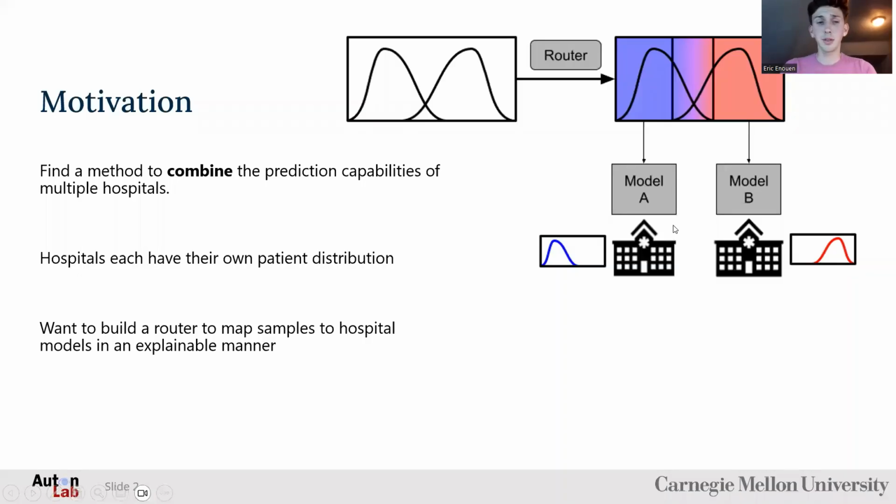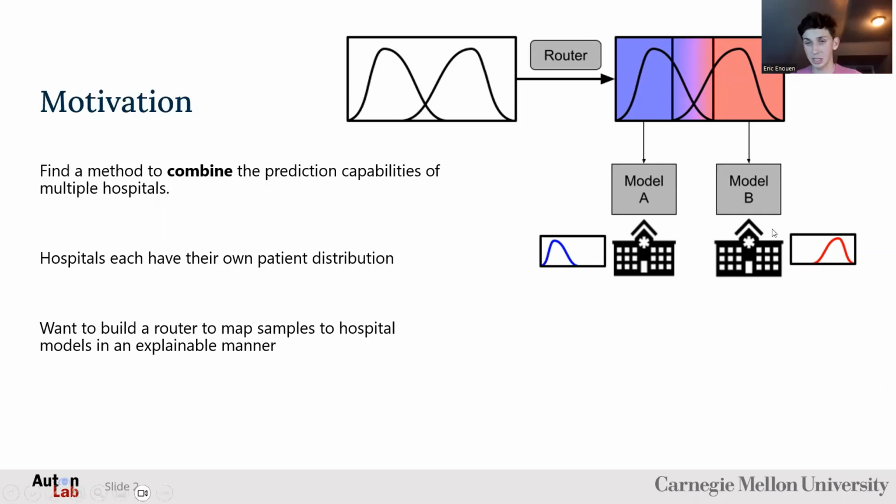To start, I just want to give a brief motivation for this work. So the goal is that we want to be able to find a method that can combine the prediction capabilities of multiple different hospitals, but each hospital can have their own patient distribution based off location, among other factors. And so we want to be able to build a router that can map an individual sample to the hospital best fit to perform well on it, so that they can use their model in an explainable manner.